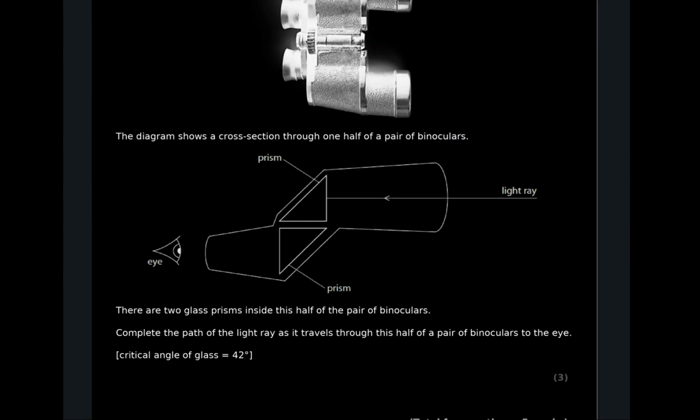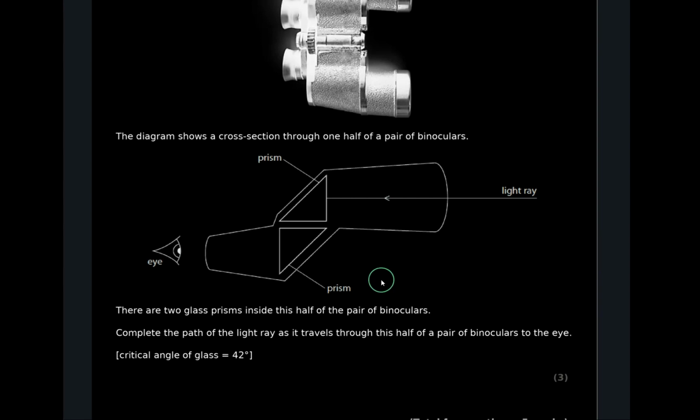The diagram shows a cross-section through one of the binoculars. There are two glass prisms inside this half of the pair of binoculars. Complete the path of the ray as it travels through this half of the pair of binoculars to the eye. Remember, the critical angle of glass is 42 degrees. So something that I need to remind you, this prism has got 45. The moment the ray enters the glass through the flat surface, it meets it at 90 degrees, so it does not undergo any type of refraction.